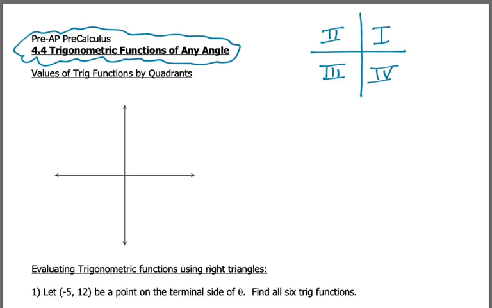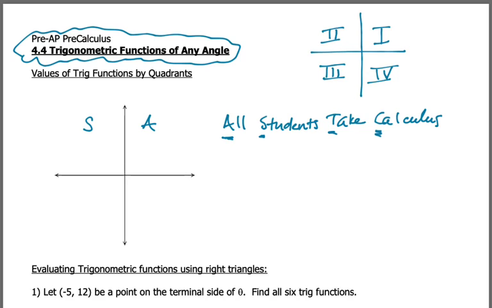We have an acronym that kind of helps us remember when they're positive, and that is "All Students Take Calculus." What that stands for is, if you take the first letter of each of the words and you place them in the quadrants, starting with quadrant 1 and then go to quadrant 2, 3, and 4.